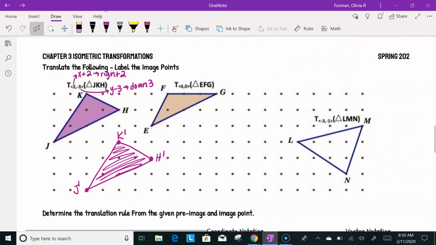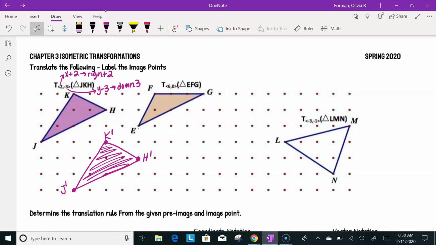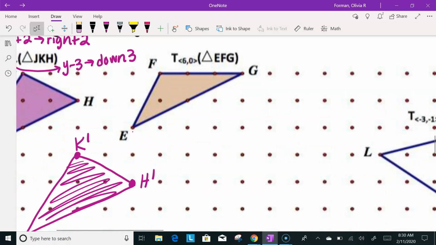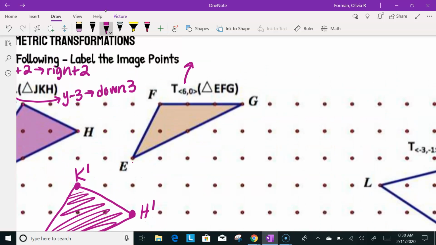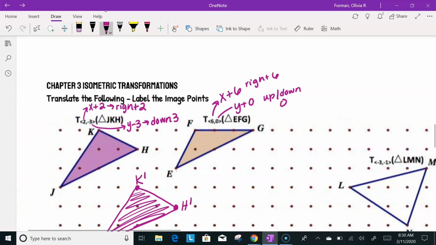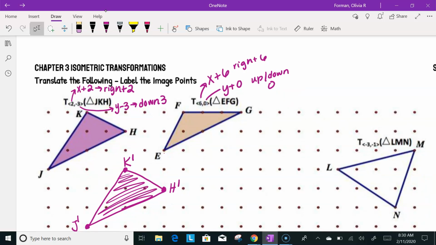Okay, there's my shape. The next one, again, it's telling you have a translation with a 6, 0. So the 6, that's your change in x. So you're adding 6. The 0 is saying that your y value is not changing. If it's x plus 6, that means you're going right 6. If it's y plus 0, you're going up or down 0. So all of those points, E, F, and G, are going to just go right 6.